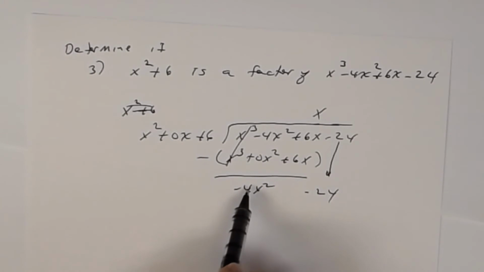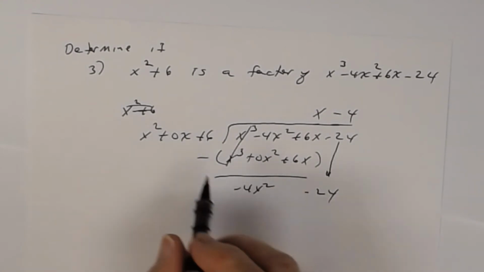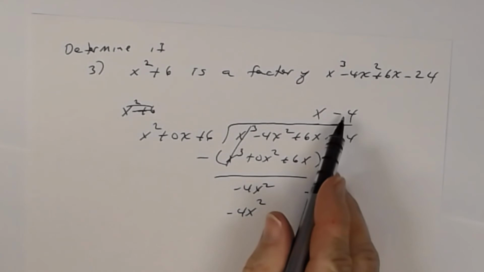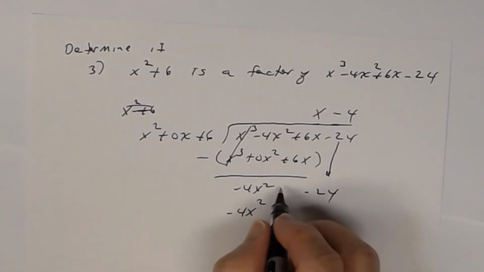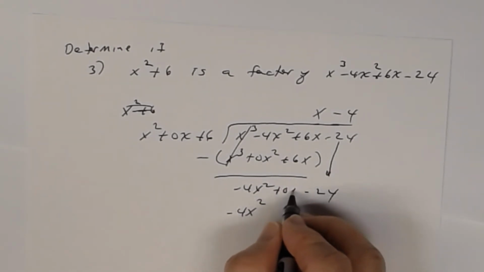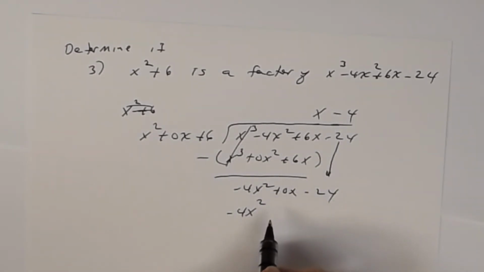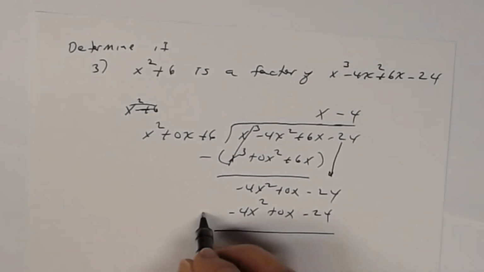x squared into negative 4x squared is a negative 4. Negative 4 times x squared is a negative 4x squared. That has to be the same as this one, doesn't it? A negative 4 times 0x is, well, I guess we should have put the 0x here. So I'm going to put 0x here. All right, so that way it's going to be aligned. So negative 4 times 0x is negative or positive 0x. It does not matter whether 0 or negative since it's 0. A negative 4 times a positive 6 is a negative 24. Okay? And then you subtract.